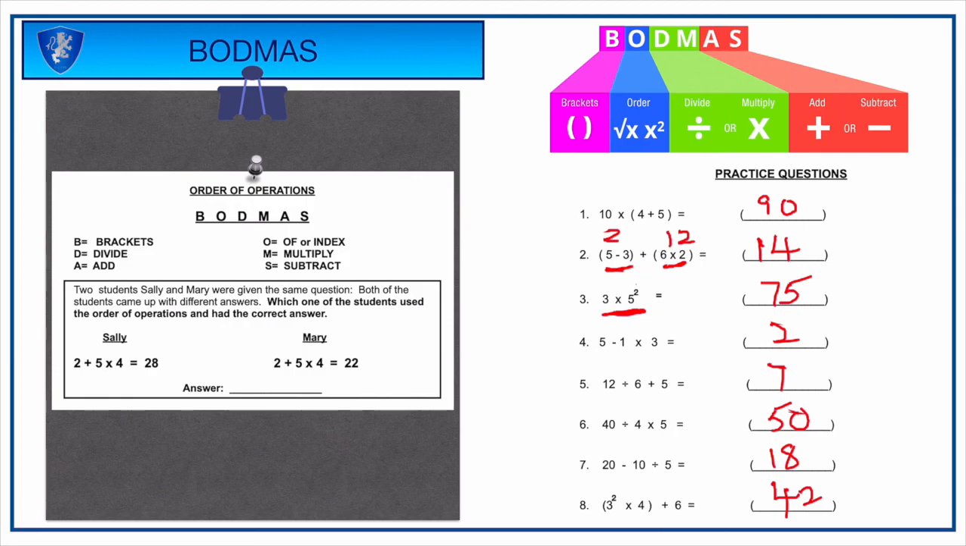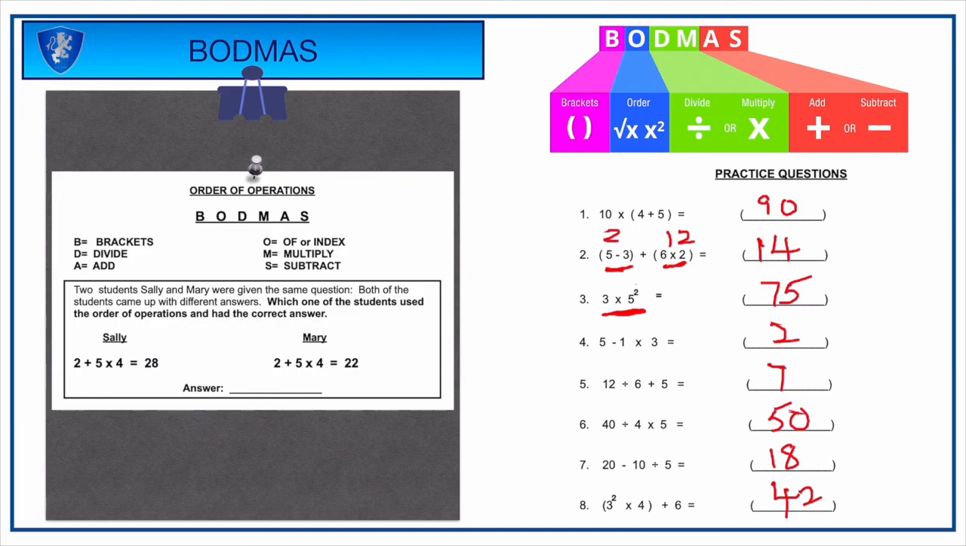Two students, and again, before I start, you've got this indication of what these signs or letters mean here, which you are or should be aware of. The two students, Sally and Mary, were given the same question, and both of the students came up with different answers. Which one of the students used the order of operations and had the correct answer?